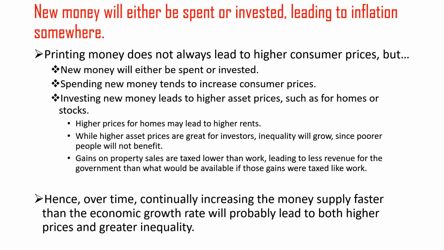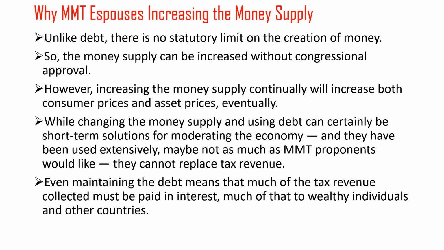Over time, continually increasing the money supply faster than the economic growth rate will probably lead to both higher prices and greater inequality. Increasing the money supply is an easy political solution, since there is no statutory limit on the creation of money. Therefore, the money supply can easily be increased without congressional approval. However, this will lead to significant inflation for consumer goods and services and for assets. Therefore, tax revenue must continue to be the major source of funding for the government.